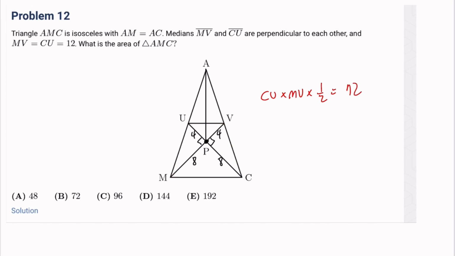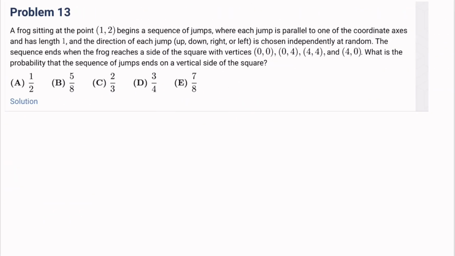But then since these are equal and these are also equal, that means that the whole triangle AMC will be 4/3 of UVCM, right? Yeah, so basically this is going to be 1/3 of this area. And since we need the whole of that area, we will do 4/3 times 72, and that is 96, so the answer is C.